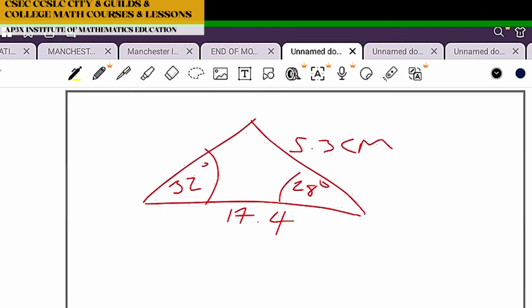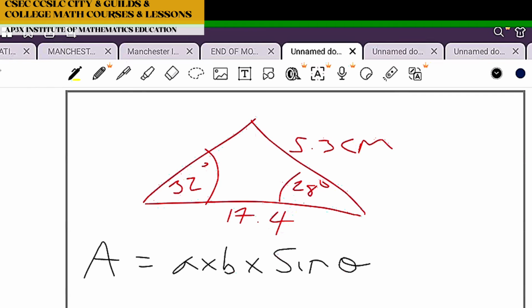So it's Leona. Area is equal to A multiplied by B multiplied by sine theta. So the included angle is 28. You know why we don't use 32? Because it's not between the two sides.